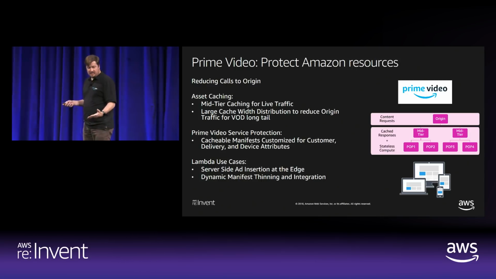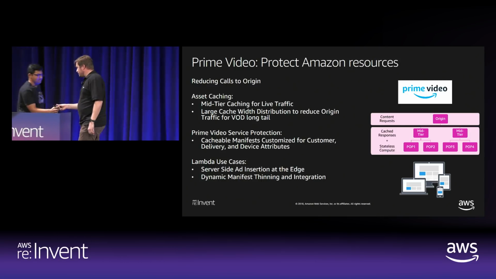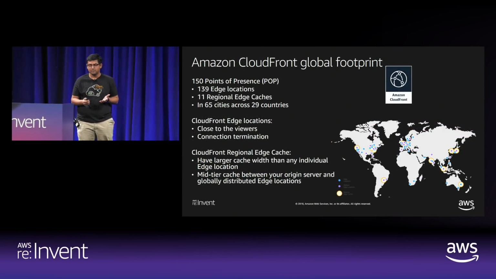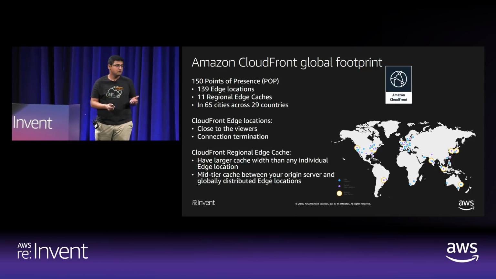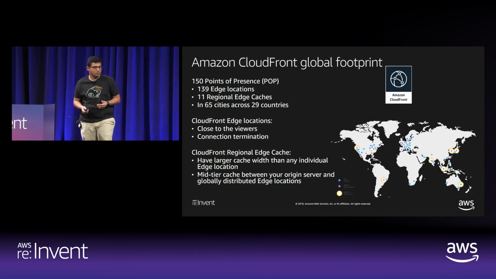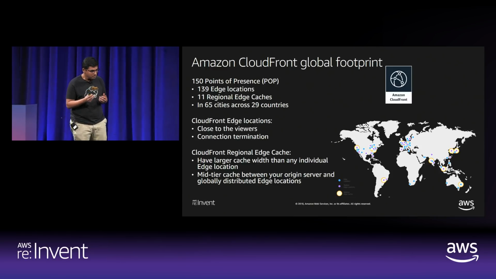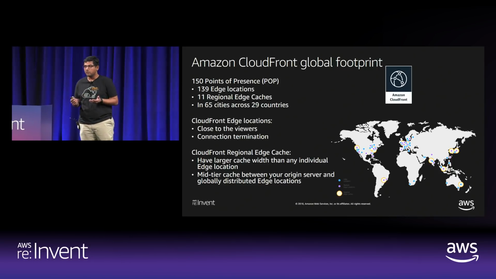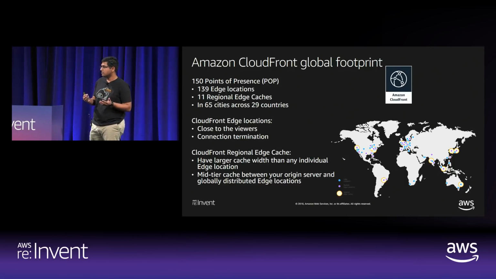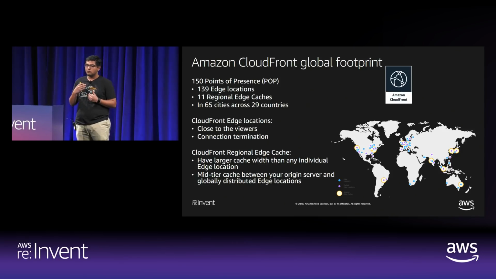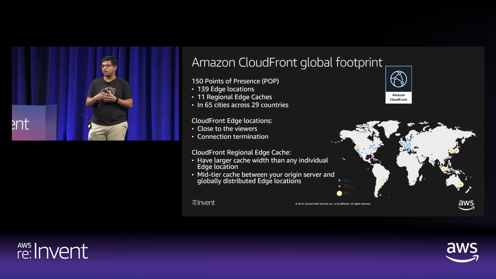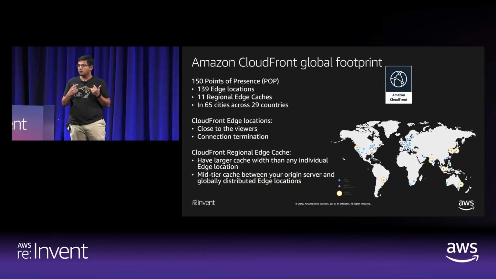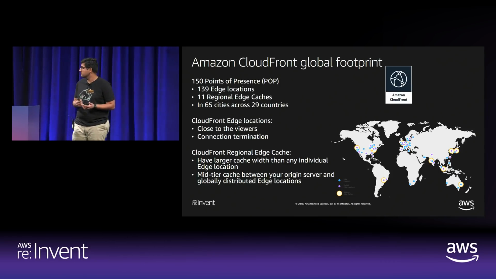So Chaitanya, how do you guys actually manage all this? Sure. Thanks, Harrison. So to handle Prime Video's scale of traffic, CloudFront has a global presence of POPs, or points of presence for short. So this basically consists of two types of locations. One is the actual edge locations, which are close to the viewer and have a cache. These are used to have a low latency connection to the viewer and do the connection termination right there, so that the TCP handshake or TLS handshake time is minimized.